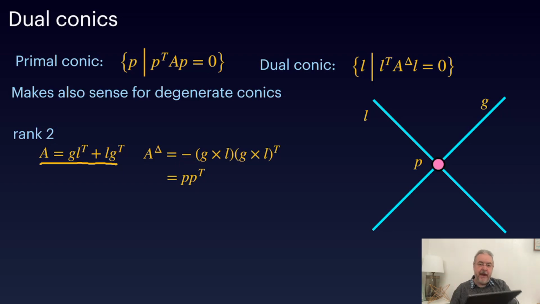Well, we don't really care about scalar multiples, so let's forget about this minus. So for a suitable representation of our point of intersection here, the adjoint turns out to be a rank 1 matrix that you get from multiplying the point by itself. I won't prove that formula here.